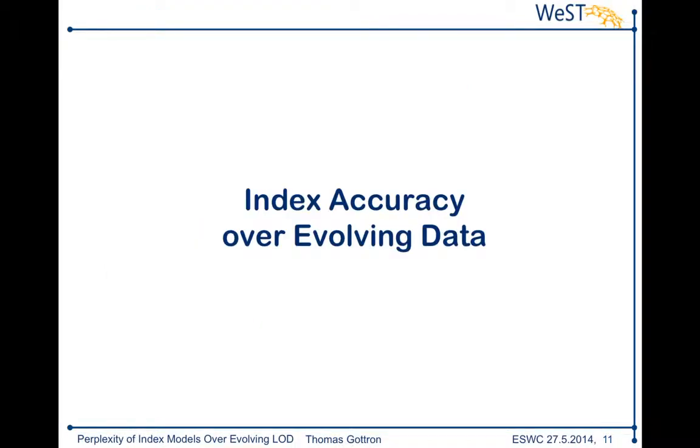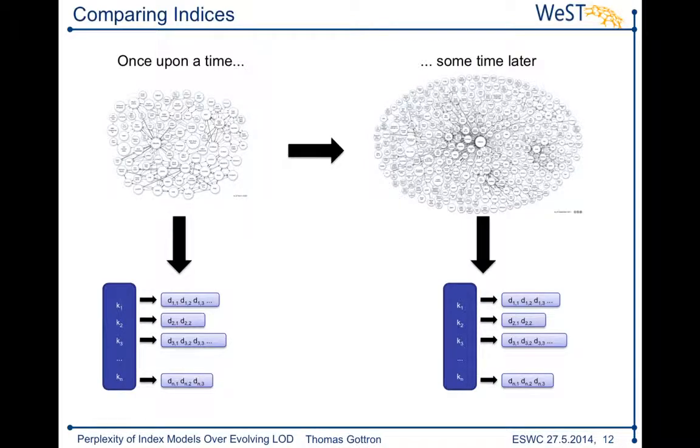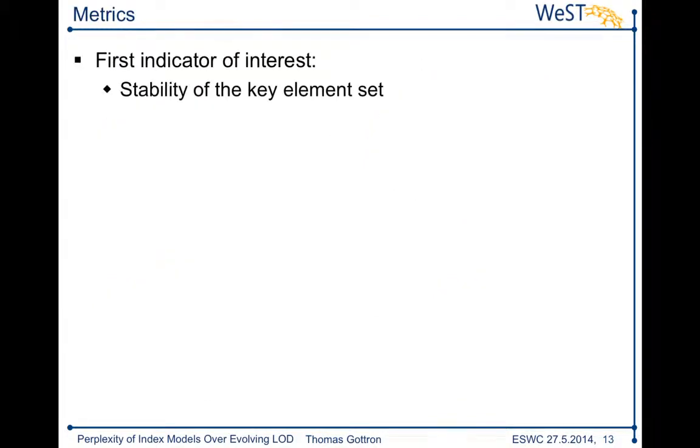Okay, so now we've got the index models under control, so let's take a look how we can actually measure accuracy of the indices over evolving data. Again, just to recall, we have the situation that there is some data which we have visited some time ago, and the data has changed at a later moment in time. Now, we're having our two indexes, one over the recent data, one over the older data, and we want to compare them for accuracy. The first thing that you can take a look at are actually the key element sets. So you can compare the key elements which are used to retrieve information from the two indices and how far they have remained the same.